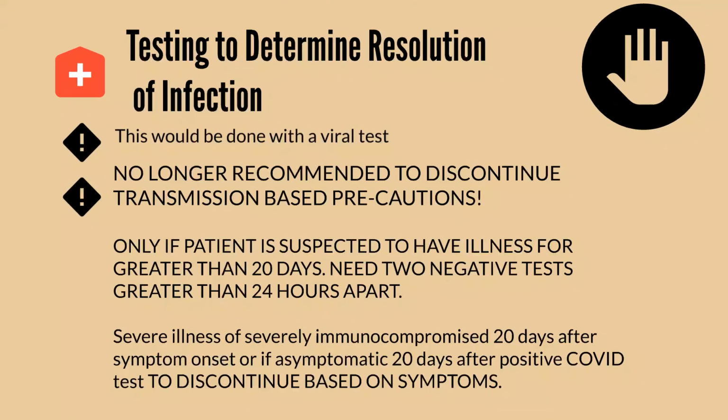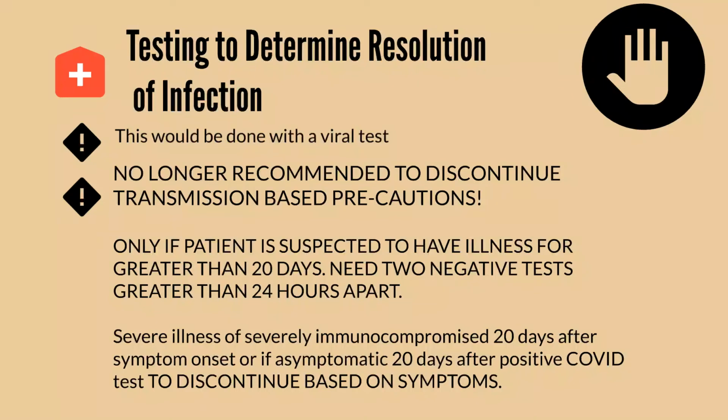Now this next one, this actually has recently been changed. In the beginning, we were testing to determine resolution of infection. So what that means is we're going to test someone after they've had the infection for 14 days to see if they still have it. However, the CDC just came out with a recommendation that testing is no longer recommended to discontinue precautions on someone. So this is only if the patient is suspected to have an illness for greater than 20 days. They're still having symptoms. They're sick for a long time. Then you might do this.